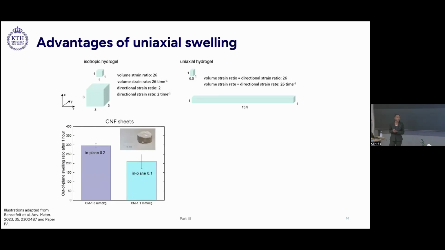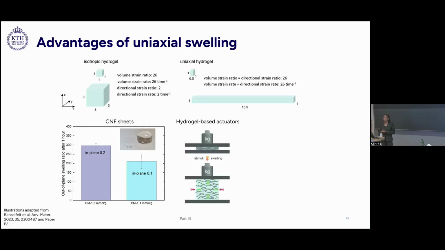As an example, a CNF sheet can swell up to 30,000% in the out-of-plane direction while only maintaining a 20% swelling in the in-plane direction. And this is an advantage in creating, for example, hydrogel-based actuators suitable as perhaps artificial muscles of soft robots designed for delicate tasks, or for super absorbent structures, which can replace fossil-based super absorbent polymers used in hygiene products today. And this is what I will discuss in the last part.